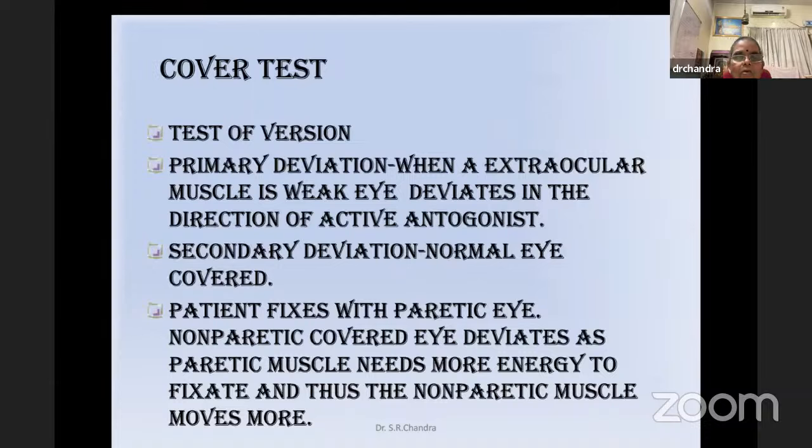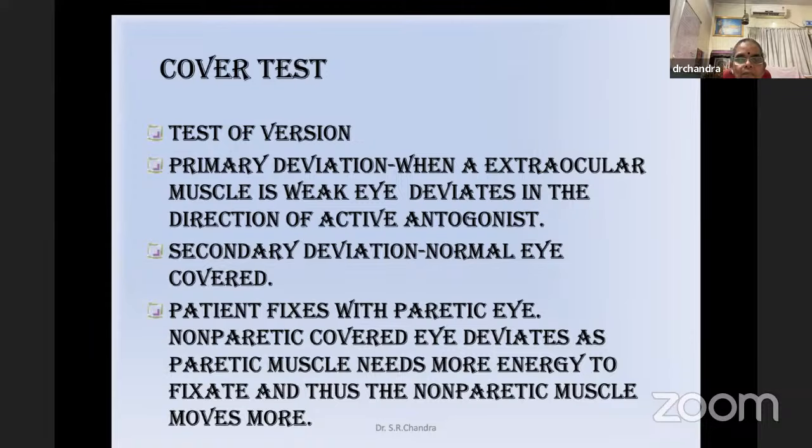What is the cover test to unmask a mild paralysis? First find out whether it is paralytic or non-paralytic. When you look at the resting eye position, there is a disconjugation that is called the primary deviation. When an extraocular muscle is weak, the eye deviates in the direction of the active antagonist. Like what I said, if the right lateral rectus is weak, the eye will move medially, whereas the left eye is normal. So there is a non-parallelism of the visual axis, and that is the primary deviation.